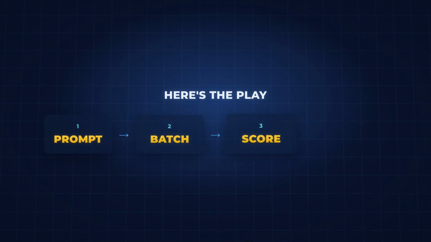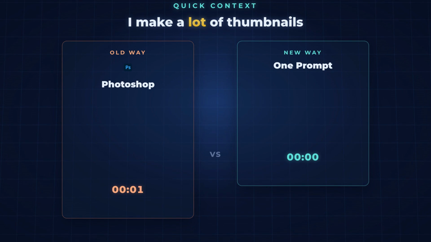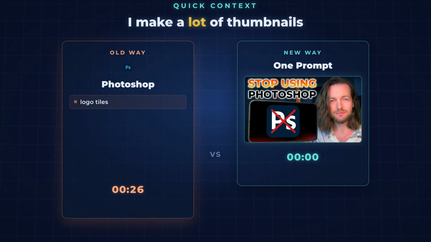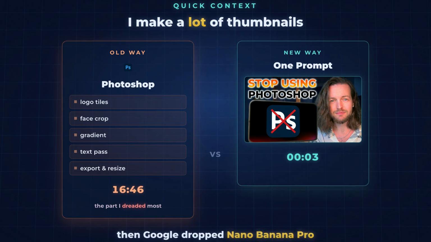Every single video on this channel needs one, and for the longest time that meant opening Photoshop, digging through logo tiles, hunting for the right face crop, dialing in a gradient that actually pops at thumbnail size. Part of making a video I dreaded most because it eats 20 or 30 minutes and it's the last thing standing between you and hitting publish, right when you're already tired. Then Google dropped Nano Banana Pro, and I realized I could skip almost all of it. You describe what should be on the screen in plain English, and it paints it, my face, my style, done. That's what I'm showing you today, start to finish, on this exact video.